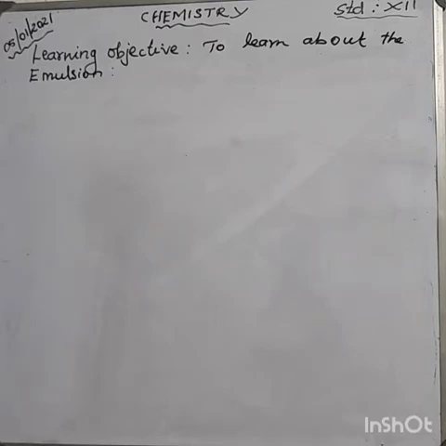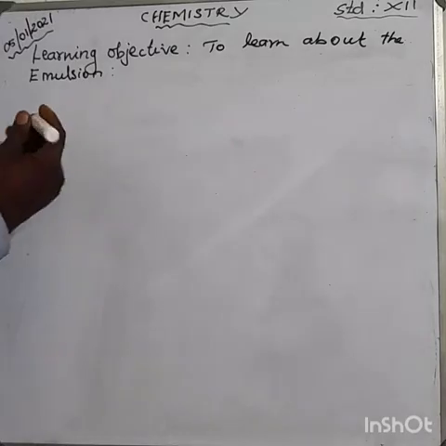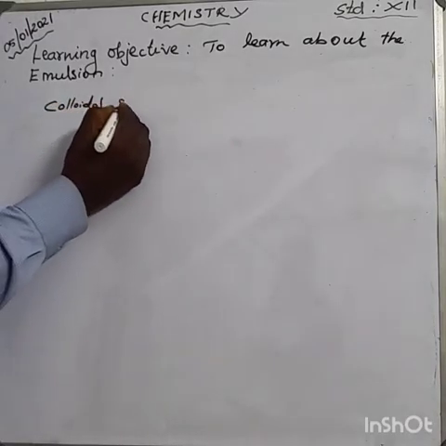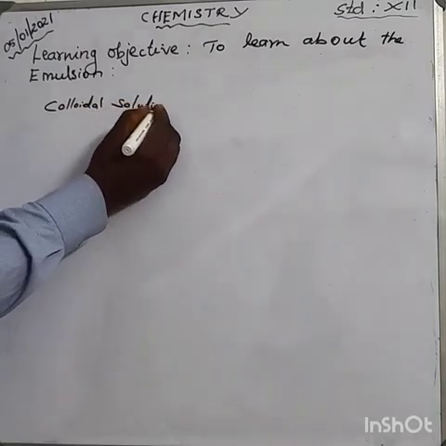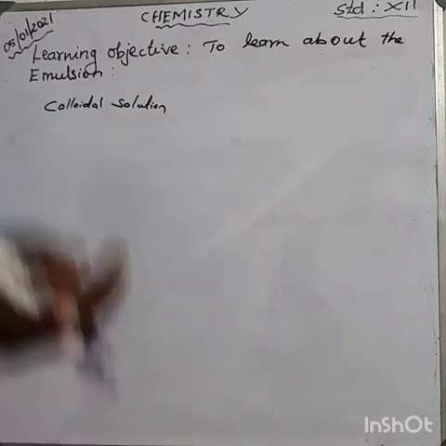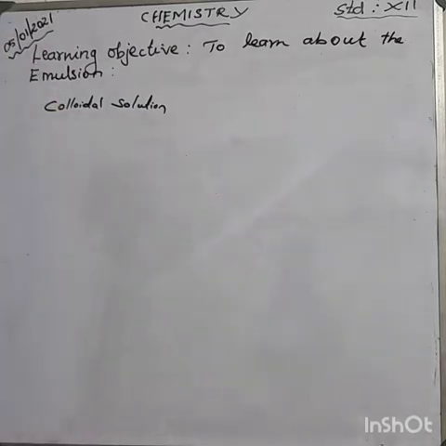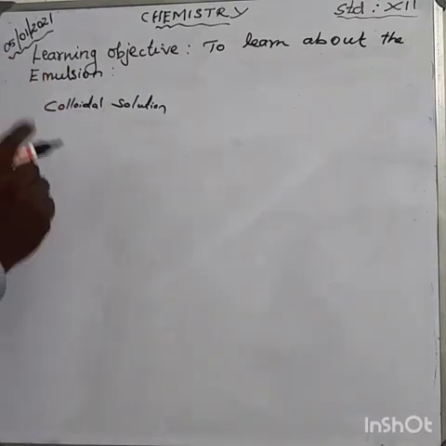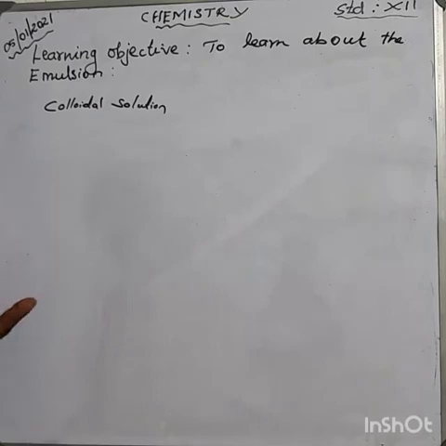What is an emulsion? Emulsions are colloidal solutions. Emulsion is one of the colloidal solutions, where one liquid is dispersed into another liquid. Clear? So we can give one definition. Emulsions are colloidal solutions in which a liquid is dispersed in another liquid.